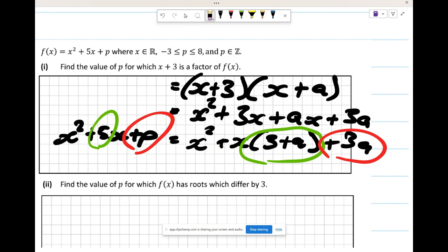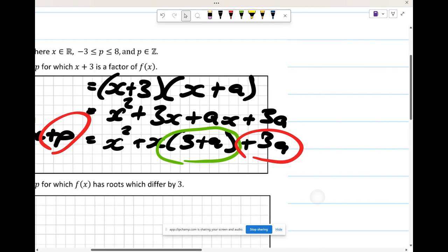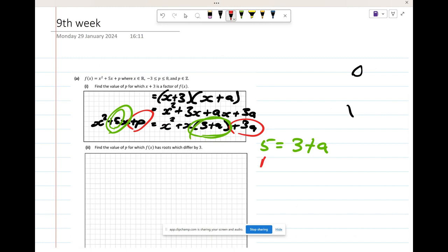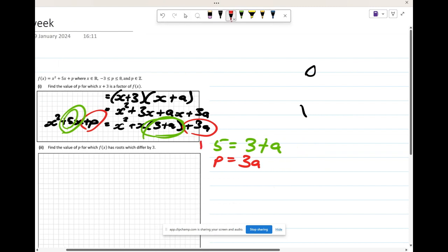Okay, so we know that we have two equations now from this. We have 5 is equal to 3 plus a. And then we have p is equal to 3a. And so we have two equations, one on top of another, and that is simultaneous equations.